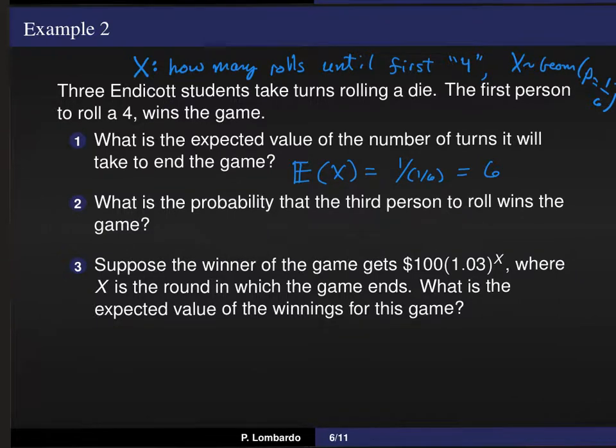Okay. What's the probability that the third person to roll wins the game? Now this one's a little tricky, because X is just looking at the game in generality, right? So the first person would win if X were to equal 1. The second person would win if X were equal to 2. Third person, X equals 3. And then it kind of repeats, right?